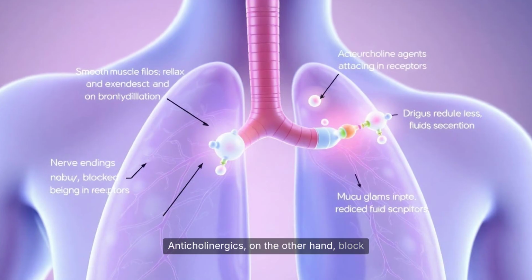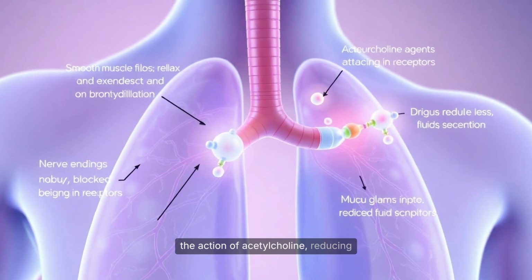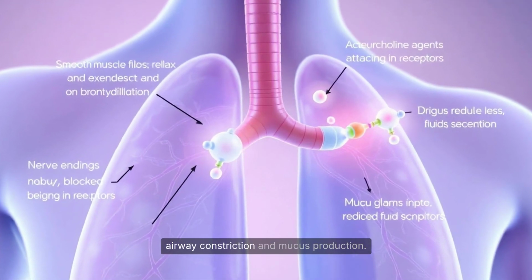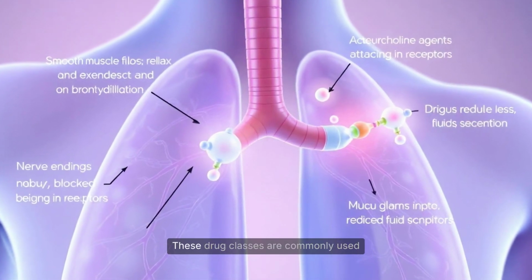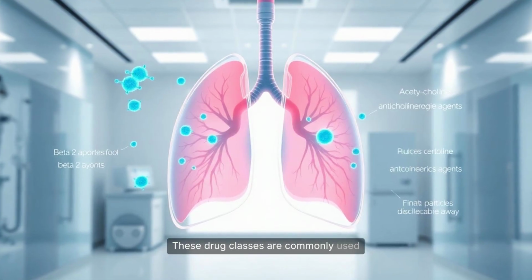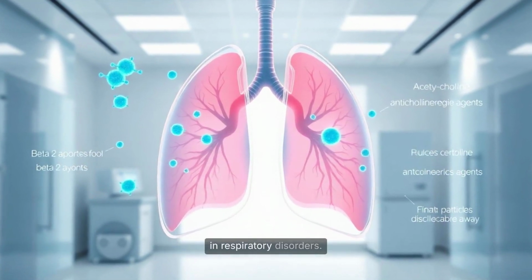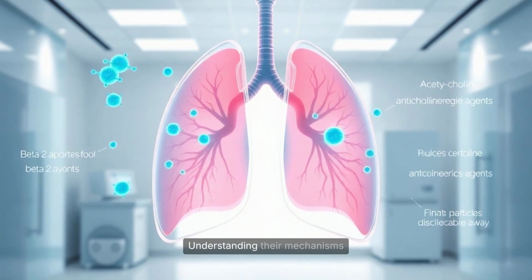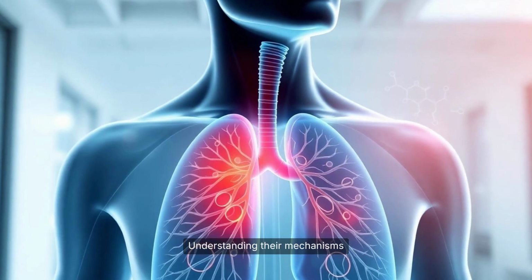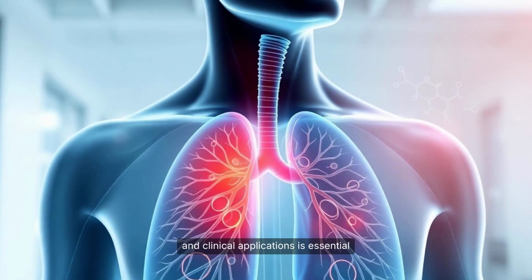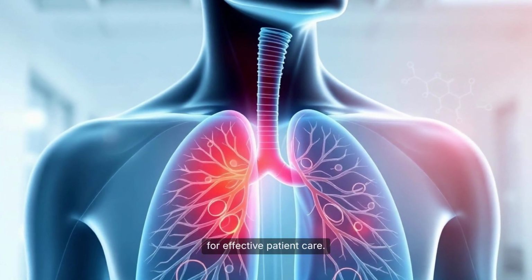Anticholinergics, on the other hand, block the action of acetylcholine, reducing airway constriction and mucus production. These drug classes are commonly used to relieve symptoms and prevent exacerbations in respiratory disorders. Understanding their mechanisms and clinical applications is essential for effective patient care.